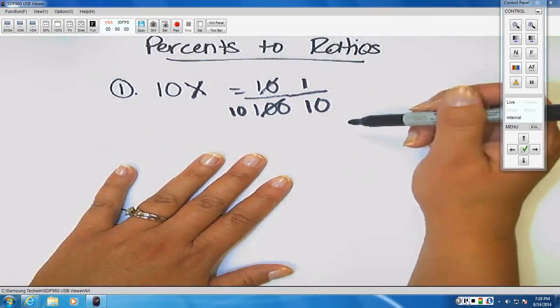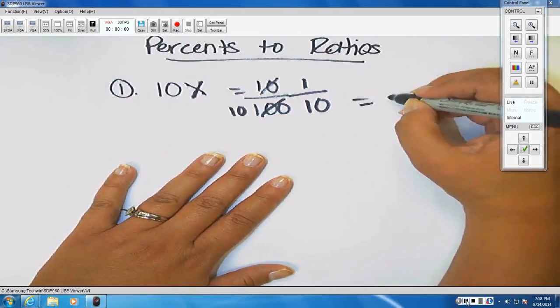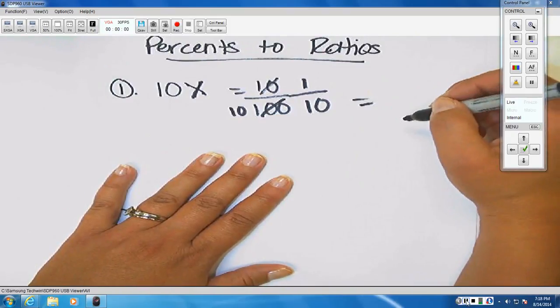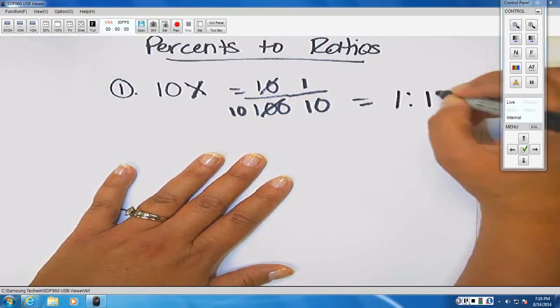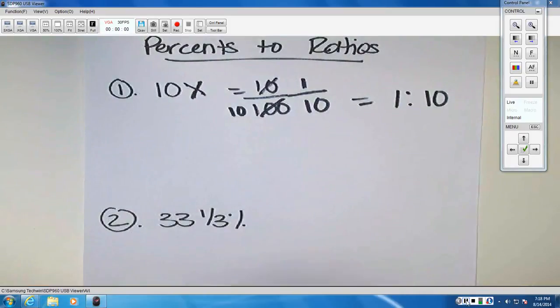That simple fraction is now going to turn into our ratio, 1 to 10. Okay, so basically what we're doing is we have to drop that percent sign, turn that into a fraction in and of itself, reduce as we need to, and then we've got our ratio.